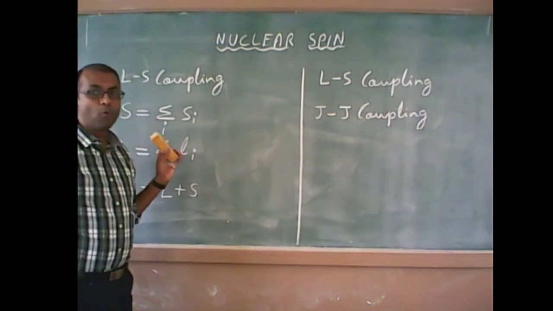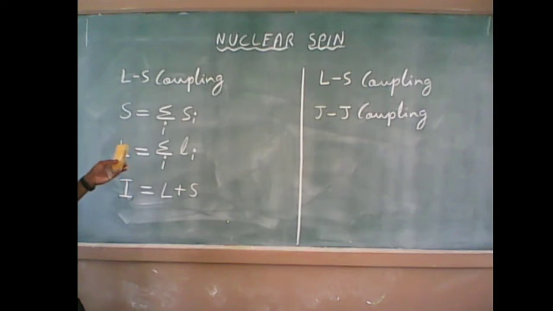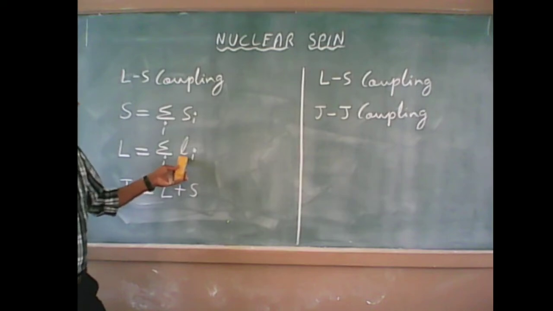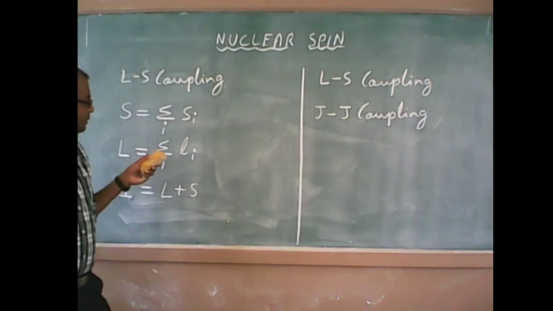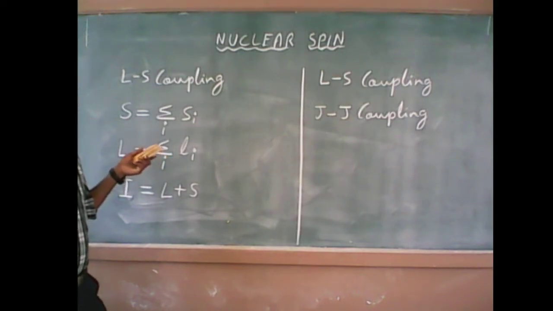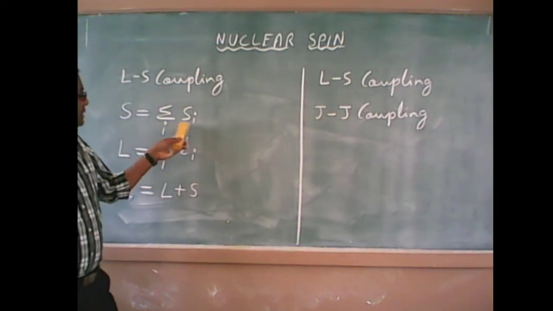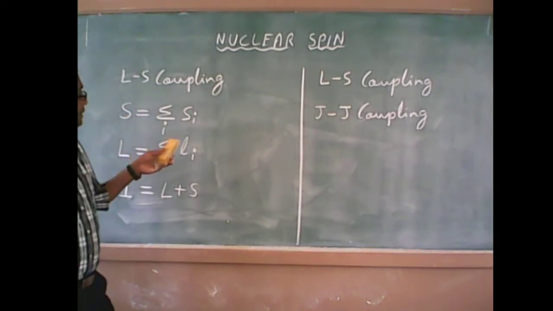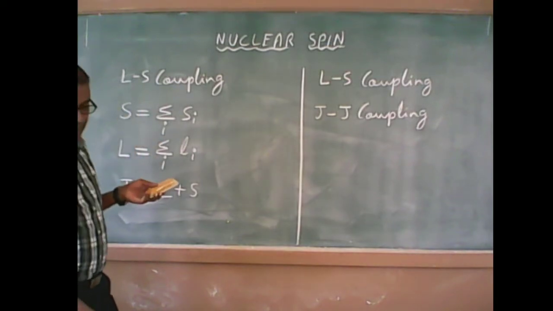This coupling scheme occurs when the strength of interaction between the spin motions of all the nucleons and the orbital motions of all the nucleons is stronger than the spin-orbit interaction of the individual nucleons. So what happens here is that the interaction between the spin motions of the nucleons will be stronger than the orbital-spin interaction. So this gives rise to the LS coupling scheme.